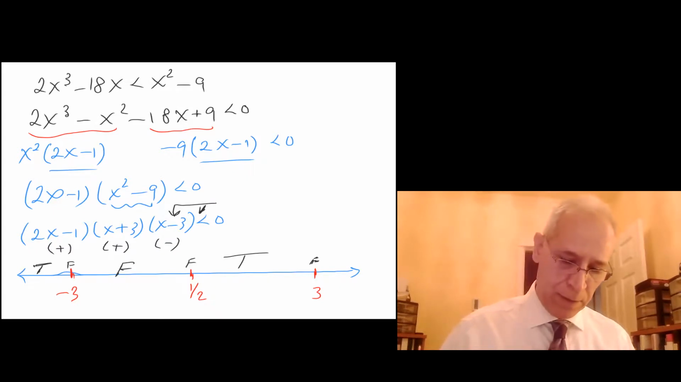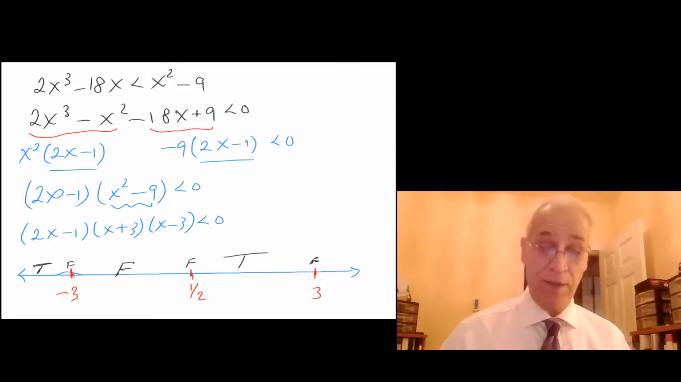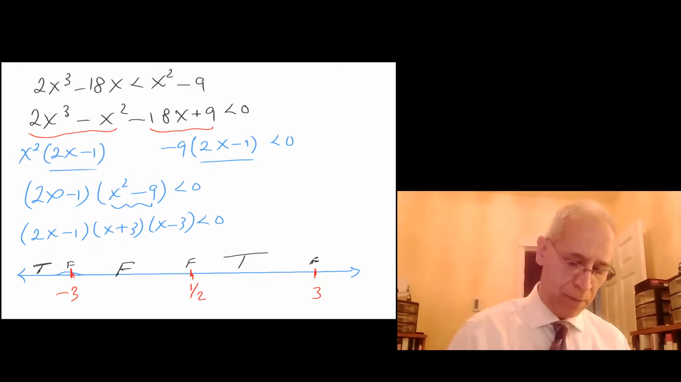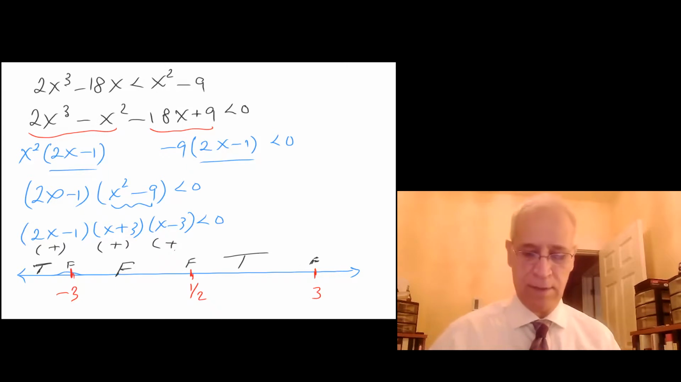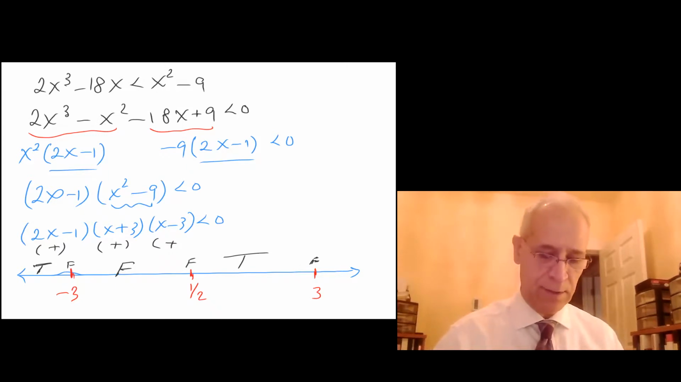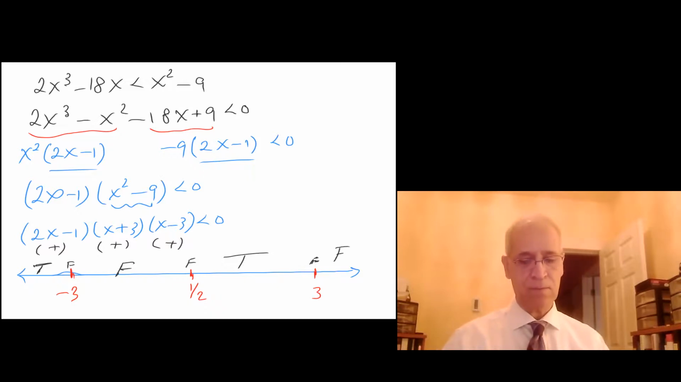And how about to the right of 3? Say 4. If I plug in 4, I get a positive in here, I get a positive in here, I get a positive in here and a positive in here. Positive times positive times positive is positive. And a positive value cannot be smaller than 0, so false.